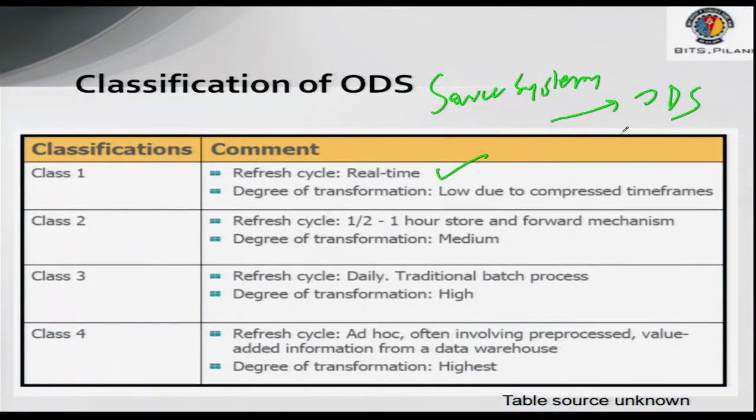And class 4 is totally different. It is quite different from the other 3 classes of operational data stores. The refresh cycle is ad hoc, often involving pre-processed value-added information from the data warehouse, and the degree of transformation is highest. Let me give you an example of class 4: customer profiling. Customer profiling is typically done in this class 4 ODS. Okay, more on this.